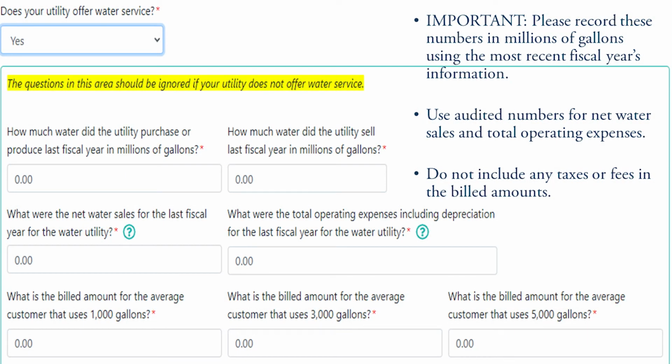The next 3 questions that we're looking for is for the average customer, what their bill would look like for 1,000, 3,000, and 5,000 gallons for the water. Please do not include any extra taxes or fees that might be included on the bill when filling out those numbers.